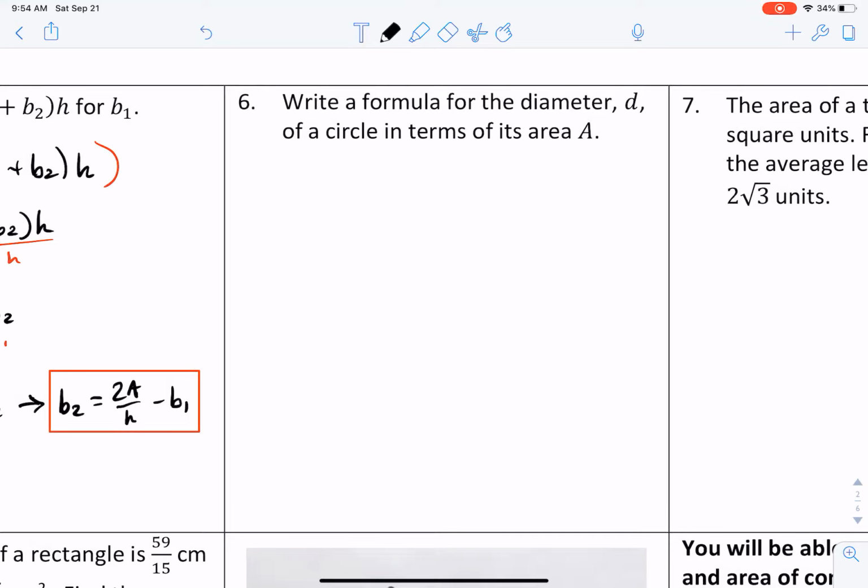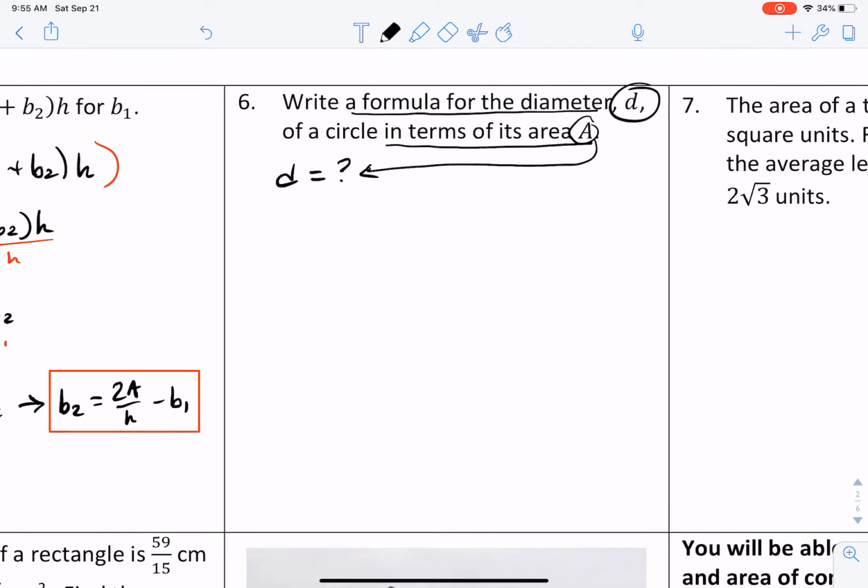Write a formula for the diameter, d, of a circle in terms of its area, A. So since we have to write a formula for diameter, our answer needs to look like d equals something. Okay, and then since it needs to be in terms of its area, this A has to be where this question mark is here, with some sort of expression. We're not quite sure what that expression is going to be just yet.